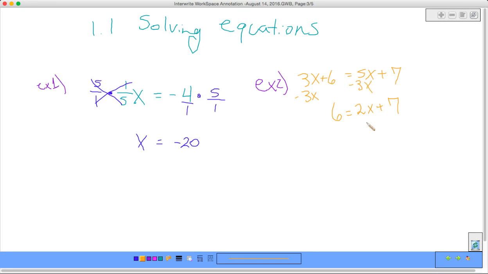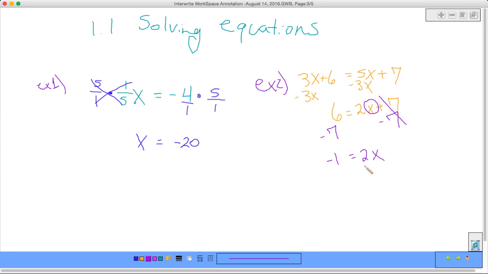All right, now x is right here. I want x by itself. So to get this x alone right here, I have to move everything else. We take care of the addition and subtraction always before the multiplication and division. So this plus 7, the opposite of plus 7 would be minus 7. Okay. So here, plus 7 minus 7, that's 0, that's gone. Here, that would leave me with -1. 6 minus 7. So now I have -1 equals 2x.